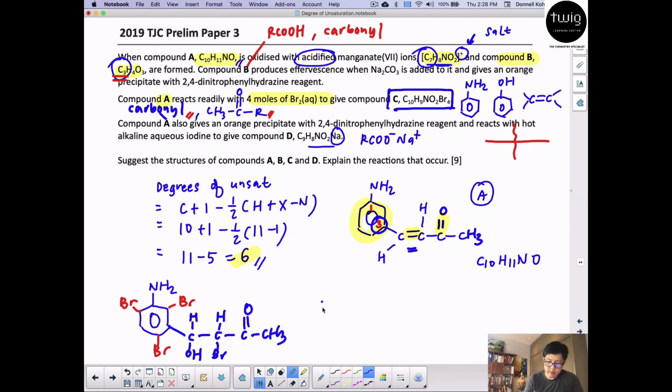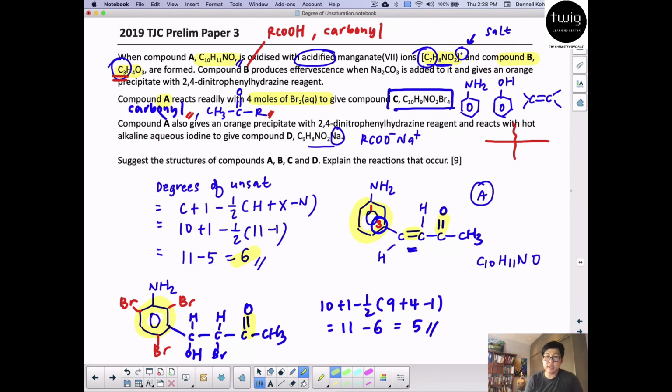Right, 10 carbon plus 1 minus half. Hydrogen, there's 9. Halogen, there's 4. There's 4 Br, so I must plus 4. Okay, nitrogen, there's 1 minus 1. So this gives you 11 minus 6. Alright, 11 minus 6, this gives you 5. So there's 5 degrees of unsaturation. So does it make sense? 4 plus 1 here, 5. Alright, so it does fit into this whole thing.